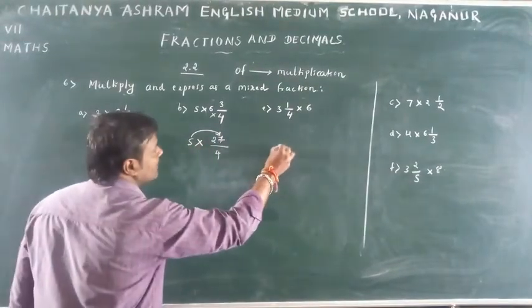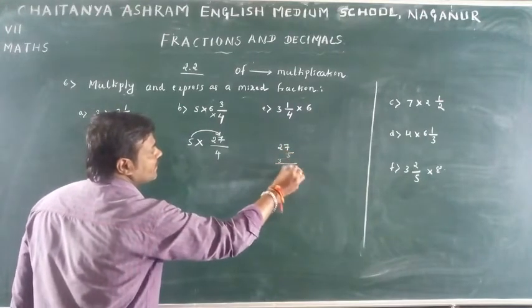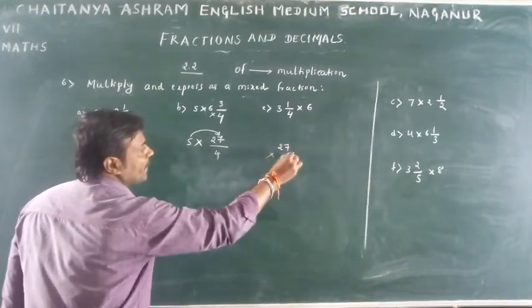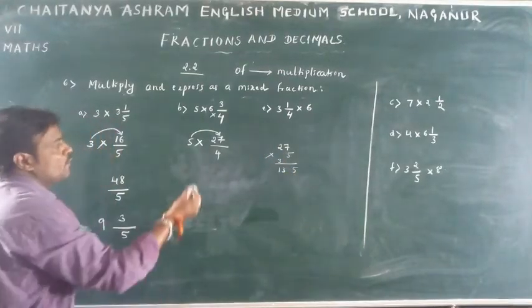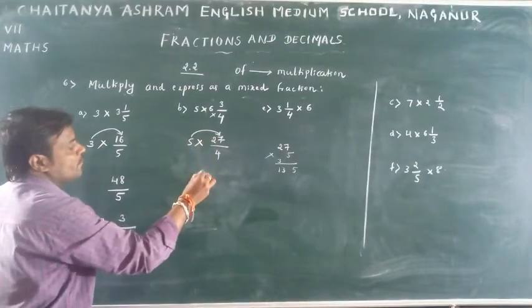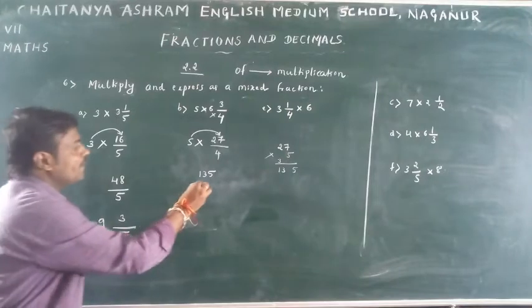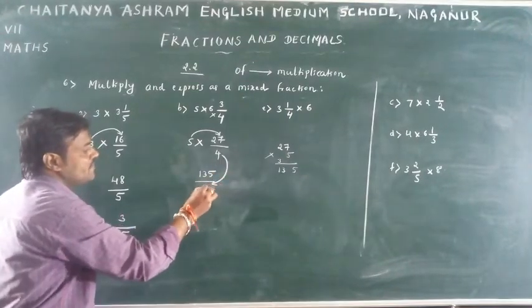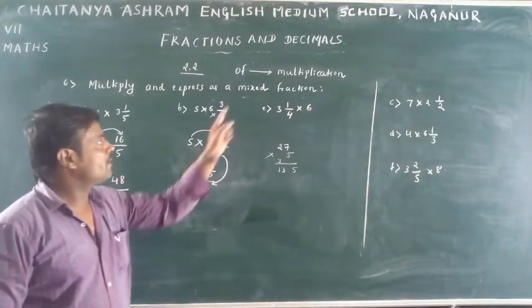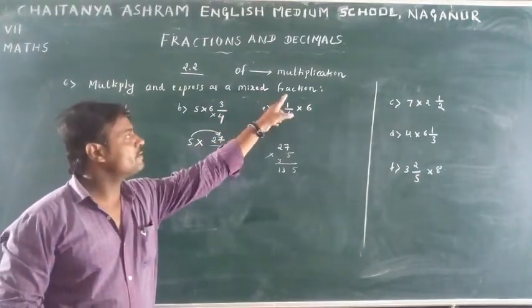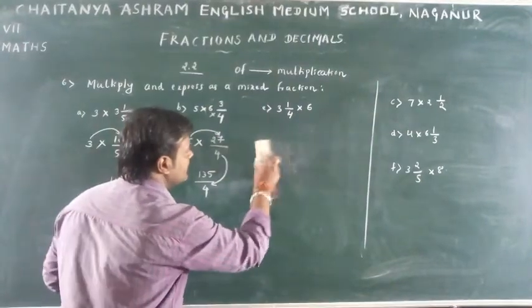Both sound the same. 27 5s are 135. So 5 into 27 is 135. Write it in the numerator, keeping the denominator 4 as it is. But what they said is to convert the result into a mixed fraction. Okay. So now see what happens.